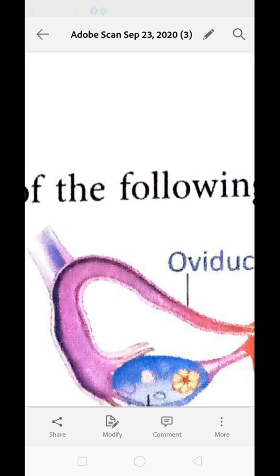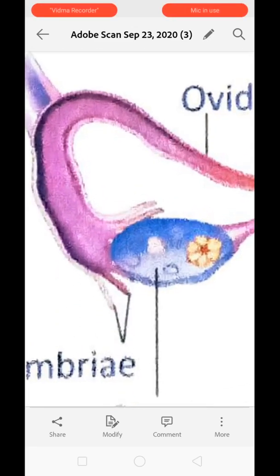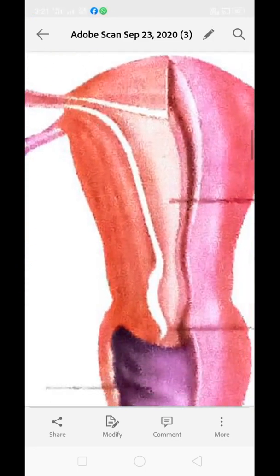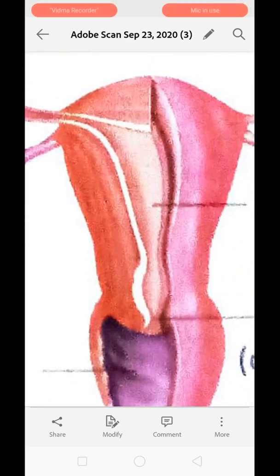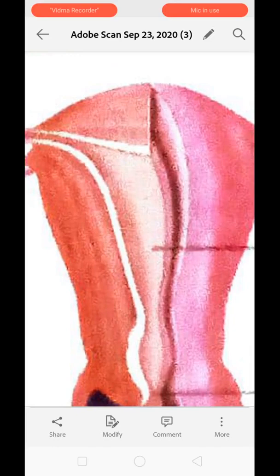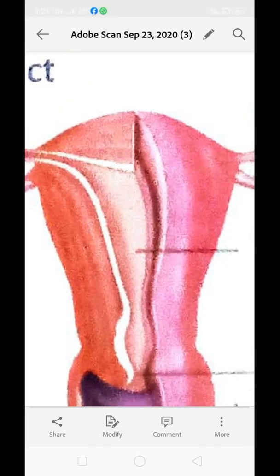At the end of this oviduct we have finger-like projections to suck in the egg once it is released from the ovary. This is called fimbriae. Now next is the uterus. The uterus is a broad, bag-like structure. This is the uterus. The uterus is a broad muscular chamber where the fertilized ovum develops into a baby.